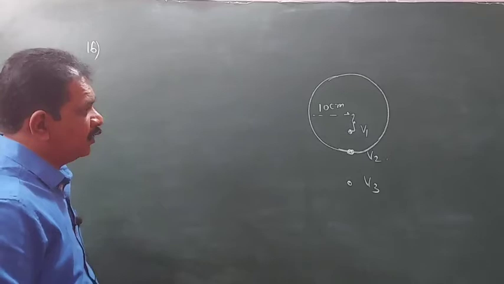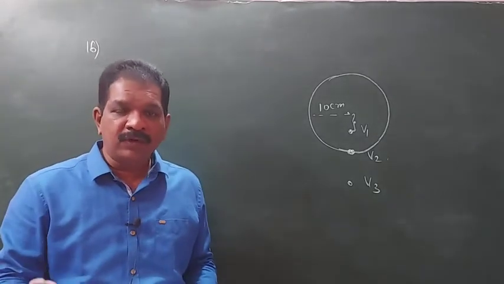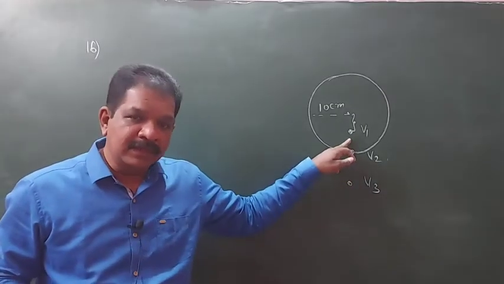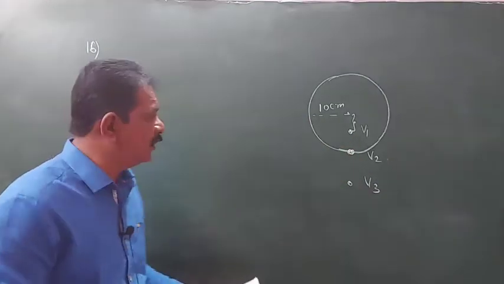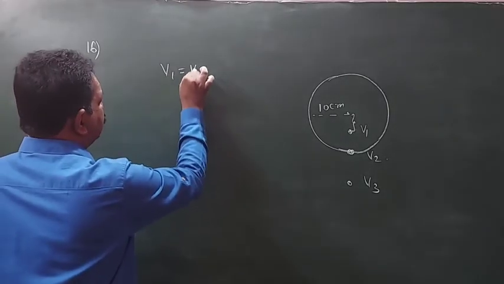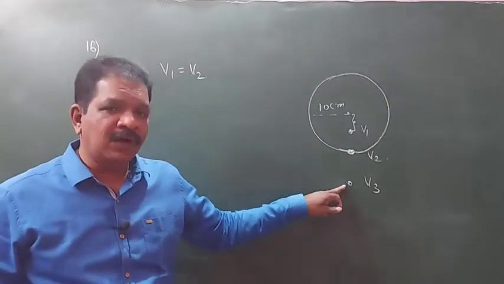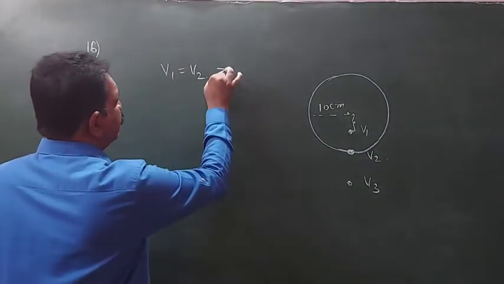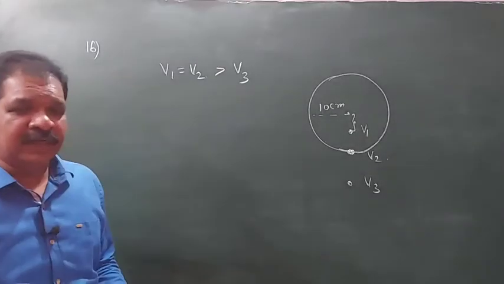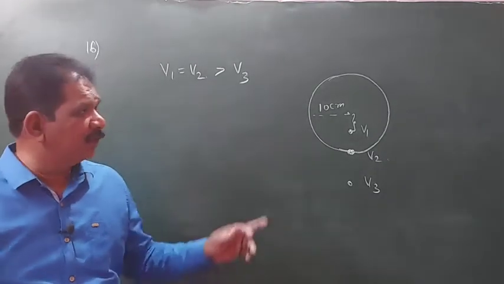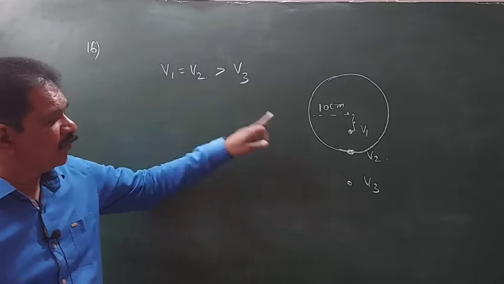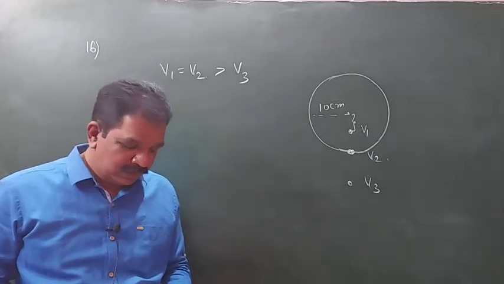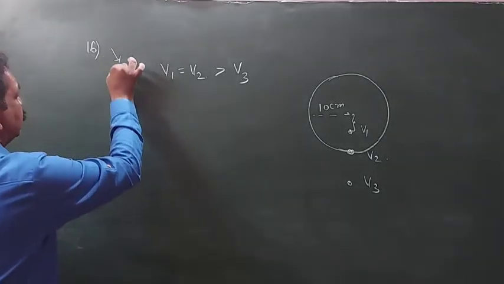That is the question. So inside the spherical shell, potential will be the same. On the surface, the same potential will be there. Inside also, the same potential will be there. So V1 value is equal to V2. This point is outside. Distance is more, so potential will be less. V1, V2 value will be greater than V3. So the relation between them is V1 and V2 will be the same, and V3 value will be less compared to V1 and V2. So we will get the first option for this.